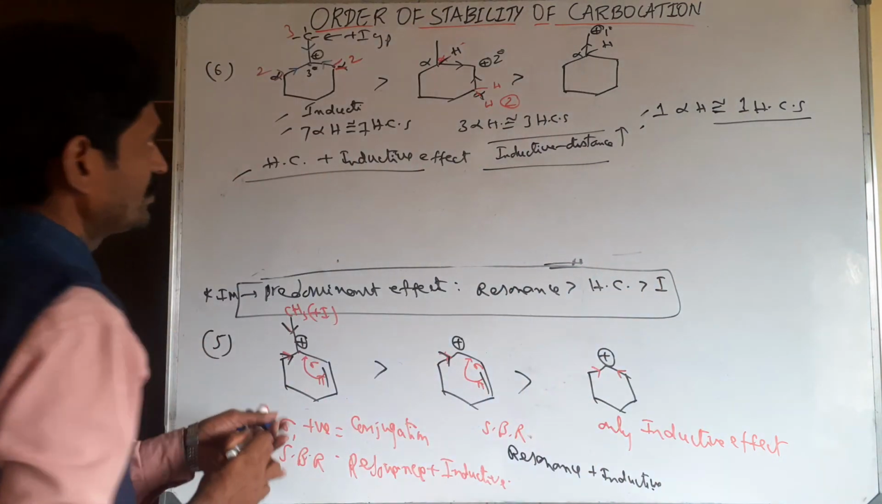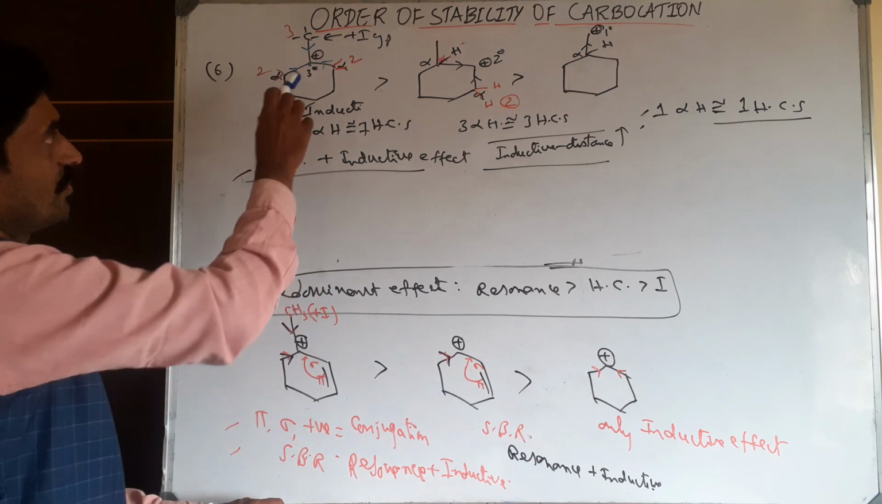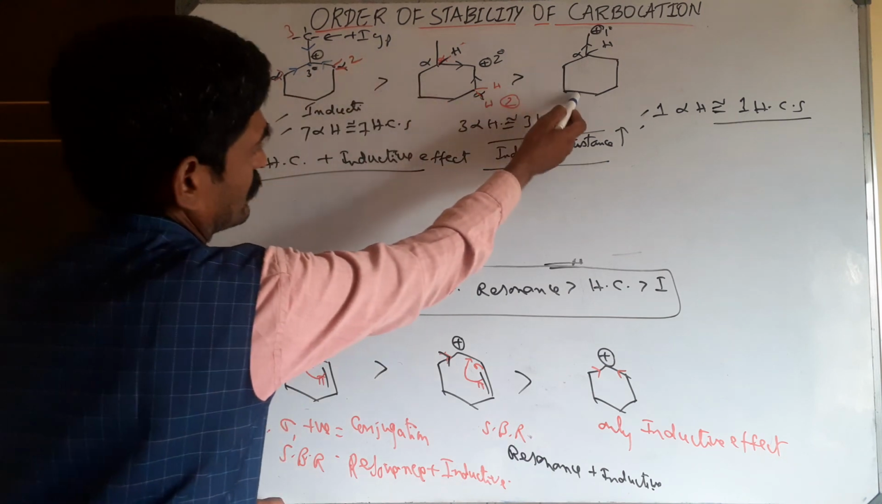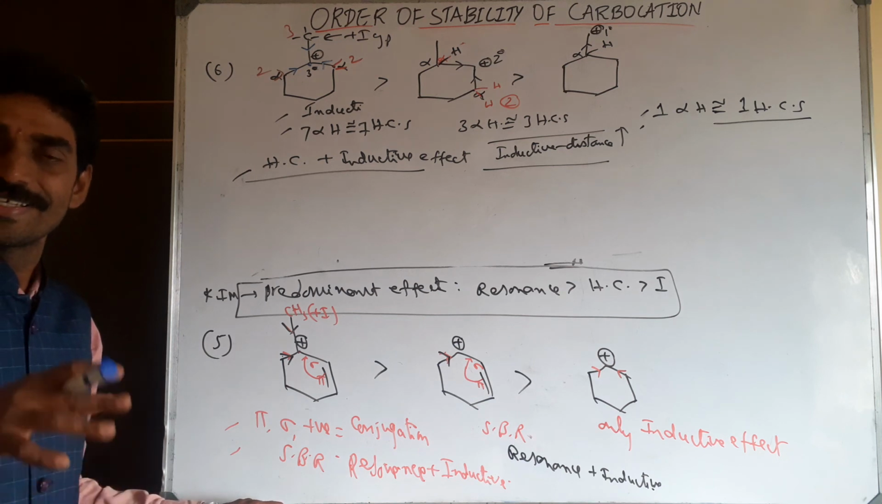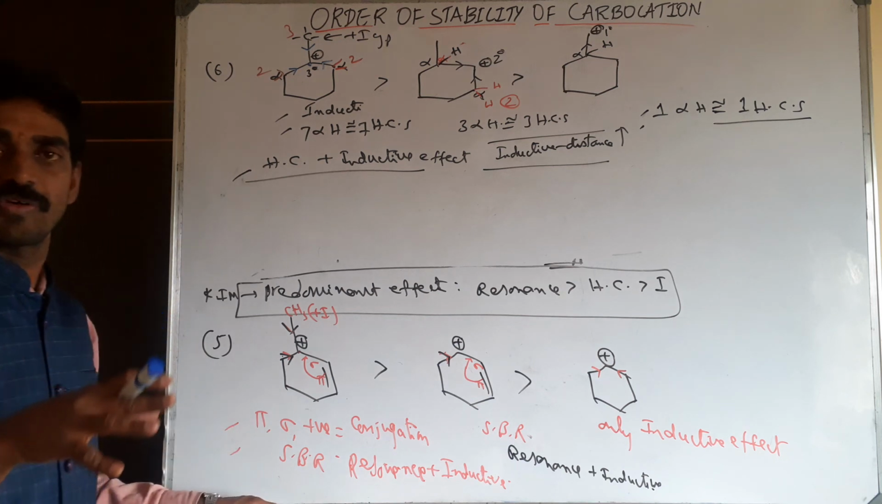So that's why you can get the order: first one, next the second one, and the third one is less stable. The first one has higher stability, greater stability, right? Is it okay? Fine, got it? You're following, my students? Yeah.